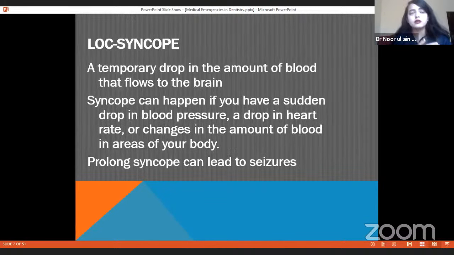When you're healthy, blood flows to your brain well. Syncope can happen if you have a sudden drop in blood pressure, a drop in heart rate, or a change in the amount of blood in areas of your body. Prolonged syncope can lead to seizures. Hope you all are well aware of seizures.